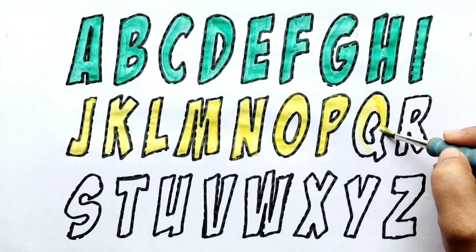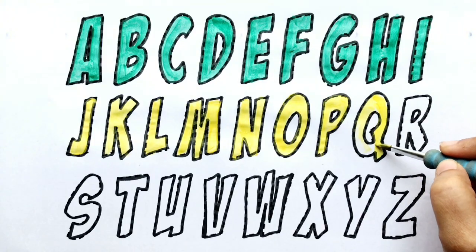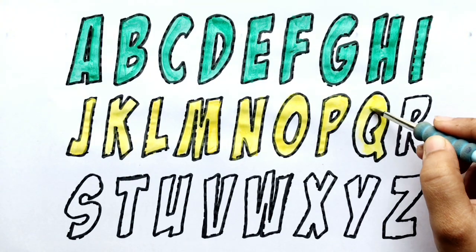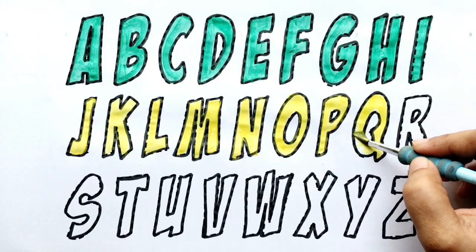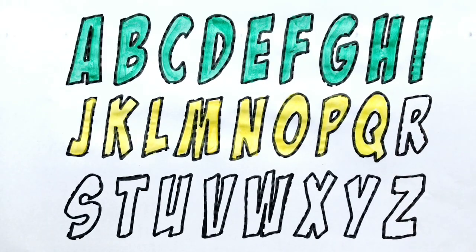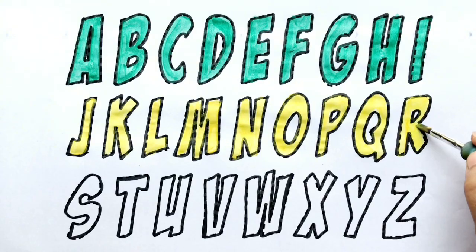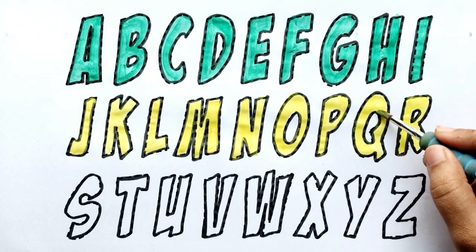Q for queen, R for rainbow. A, B, C, D, E, F, G, H, I, J, K, L, M, N, O, P, Q, R, S, T, U, V, W, X, Y, and Z. Now I know my ABCs. Next time, won't you sing with me?